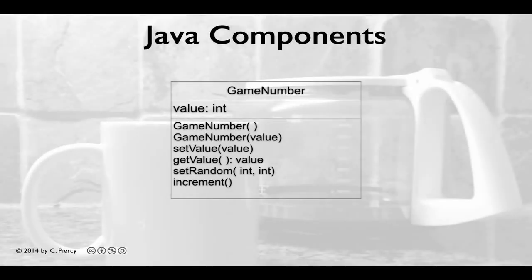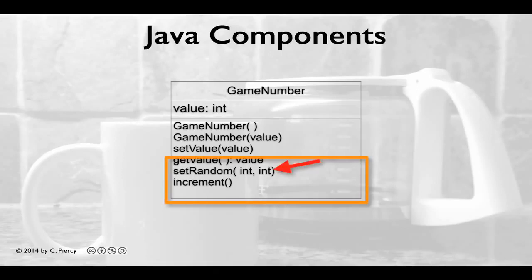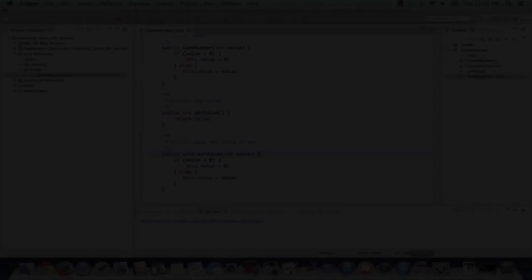As we look at our UML class diagram for GameNumber, it looks like we've completed the easy parts. We have our field value, we have our two constructors, and we have our getters and setters. Now it's time to work on slightly more complex methods, setRandom and increment. The setRandom method will take two integers. The idea here is that we can provide a minimum value and a maximum value to provide a range. Then we'll change the value of our GameNumber object to some random number between those two values.